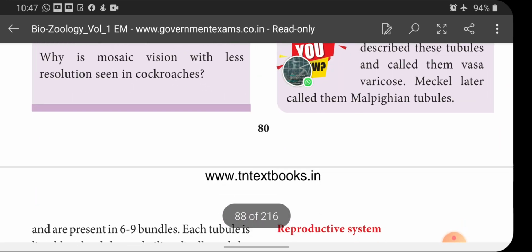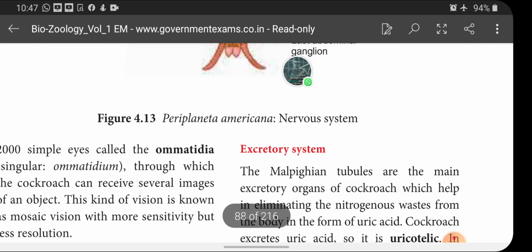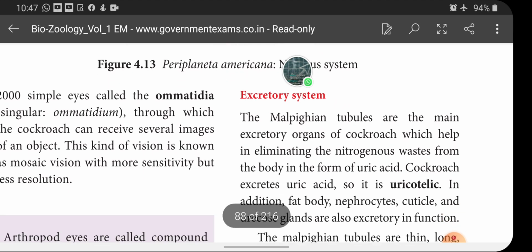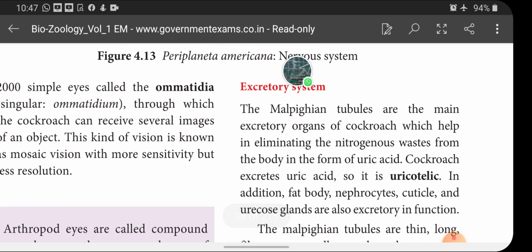Okay, next one is excretory system. I have discussed with you the circulatory system and nervous system of cockroach. Now I am discussing the excretory system. Malpighian tubules are the main excretory organs of cockroach, which help in eliminating nitrogenous waste from the body in the form of uric acid. Cockroach excretes uric acid, so it is uricotelic in nature. In addition, fat body, nephrocytes, cuticle and uricose glands are also excretory in function.